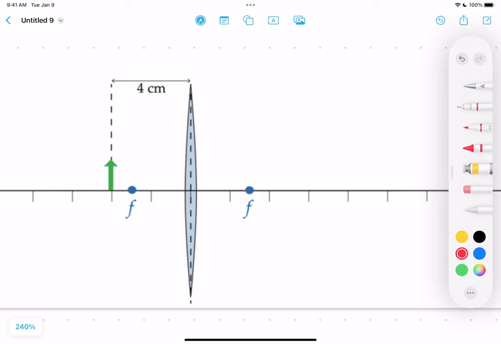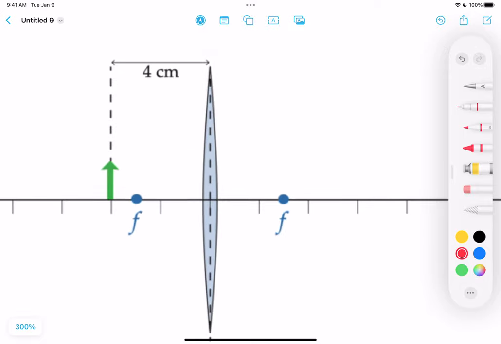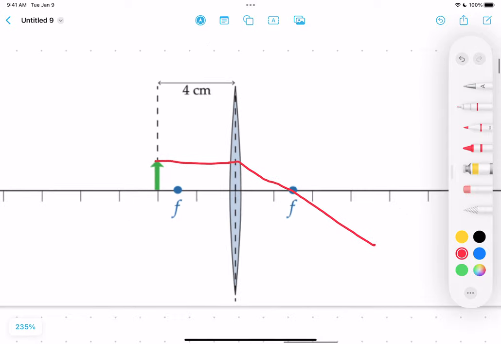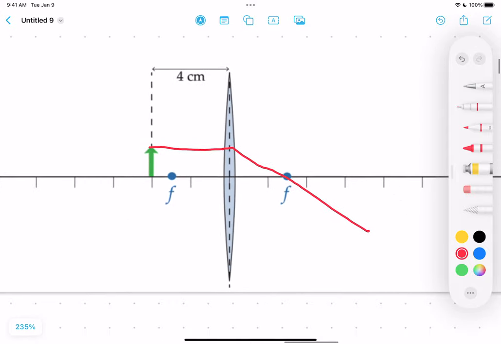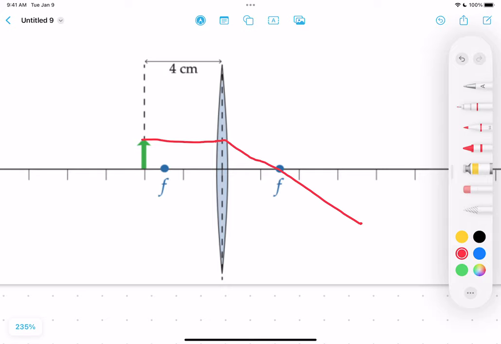Okay. So, if we were to do this right, let me just choose different colors for this stuff. So we have one ray that goes straight parallel to the optical axis, and then it'll go straight through the focal point like this. Hold up, let me adjust that. Sort of like this, right? And then you have one principal ray that's going to be going just straight through the center of the actual lens itself.